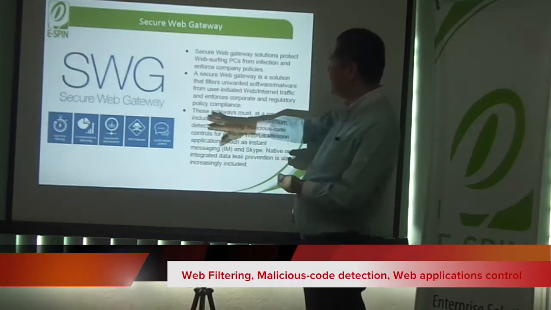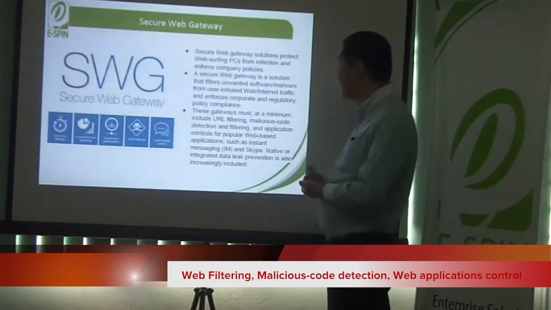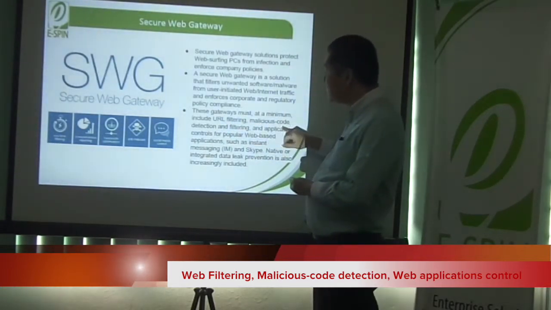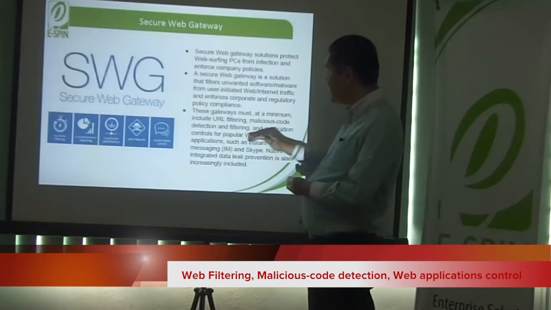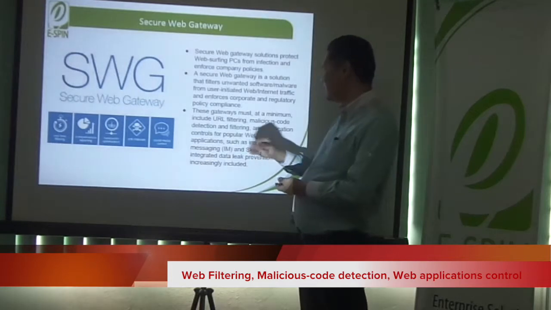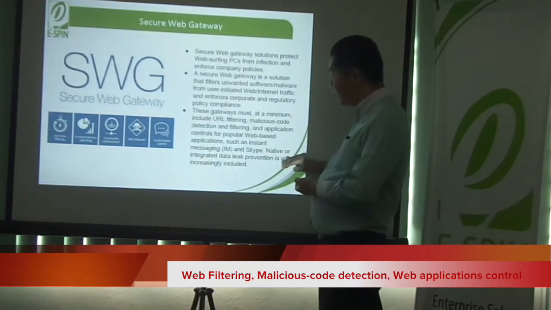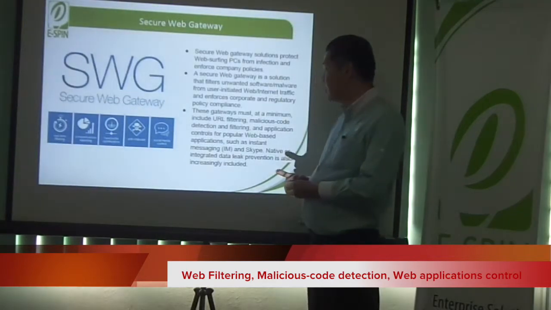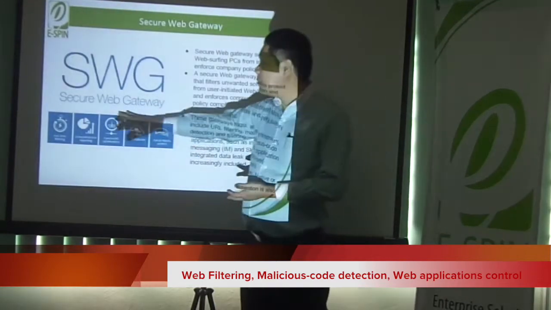We continue with security here. This gateway, nowadays, must include some standards. It must include URL, or we call it web filtering, and malicious code detection and filtering. It will also provide application control for popular web-based applications, for instance instant messaging and Skype, if you don't allow your employees to use them. Native or integrated data leak prevention, or DLP, is also nowadays offered together or as part of the bundle. So in a quick summary, we talk about the secure web gateway.